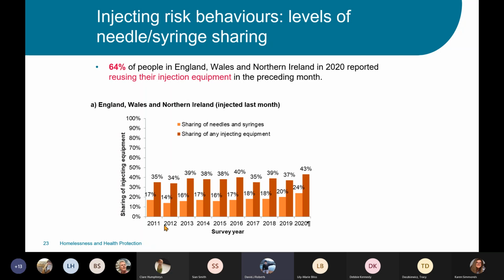Okay, thank you, Karen. This slide is summarising risk behaviours. It shows sharing of injecting equipment among people who injected drugs on survey, and it shows that over time, there's been a sustained, if not indeed an increase in reports of sharing of needles and syringes and sharing of any injecting equipment as well. Okay, thank you. Next slide, Karen.